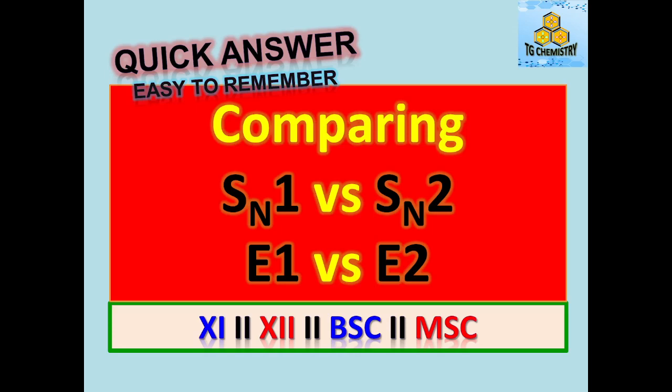While learning about substitution reactions and elimination reactions, it is very important to be able to compare SN1 versus SN2 in the case of substitution reactions, and E1 versus E2 in the case of elimination reactions. So here we will start with the comparison of SN1 and SN2. To begin, we need to learn the full phrase of SN1 and SN2. SN1 is nucleophilic substitution unimolecular, and SN2 is nucleophilic substitution bimolecular.